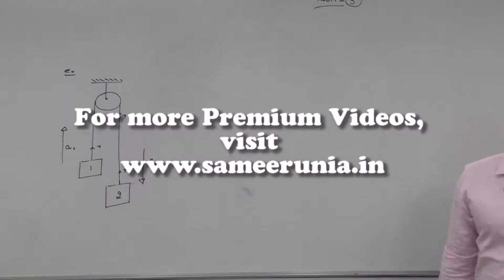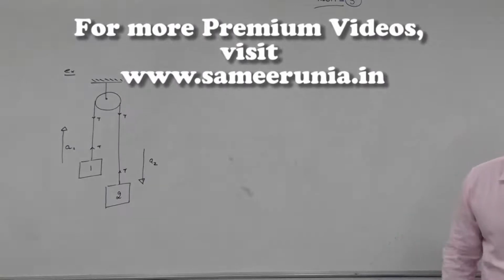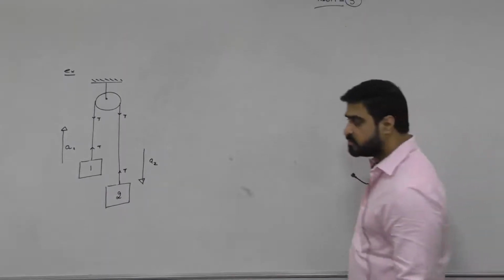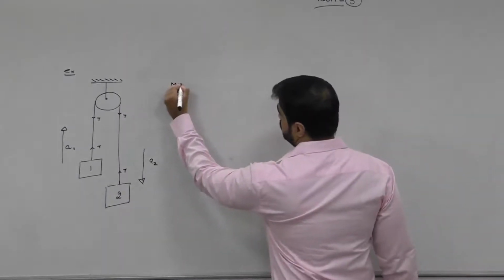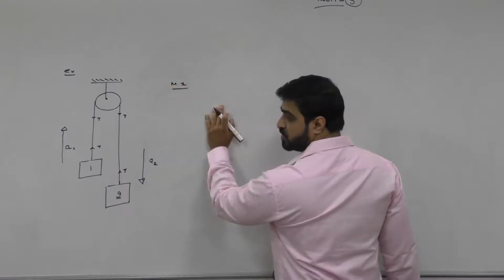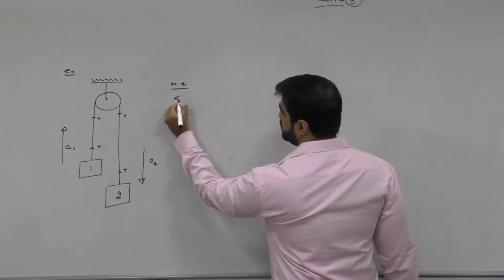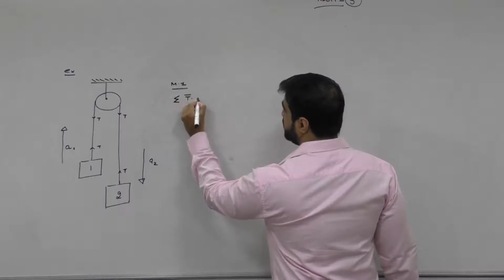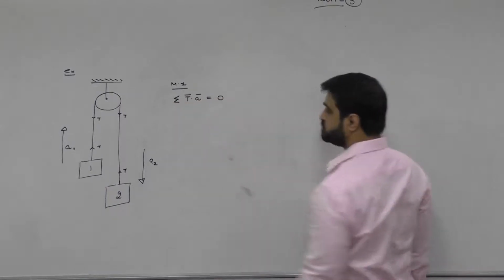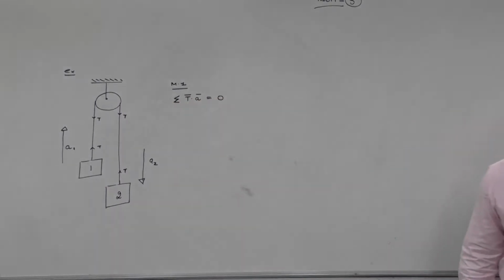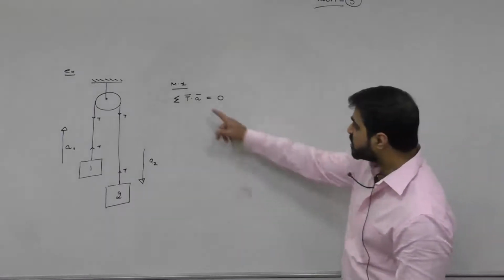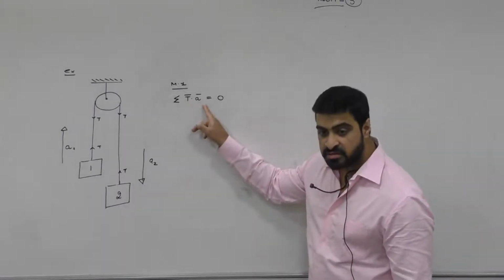There are 2 methods. Actually, there are 3 methods. I am skipping the 3rd method. I am doing 2 methods with you all. Method 1. Always remember, summation of T bar dot A bar is 0. T bar dot A bar is 0. Work done by the string is 0.